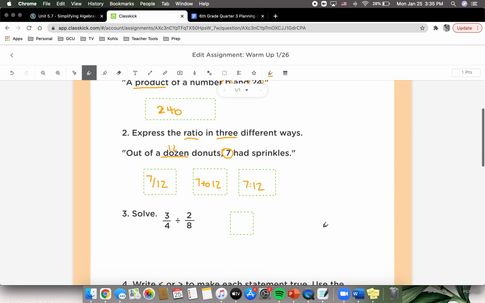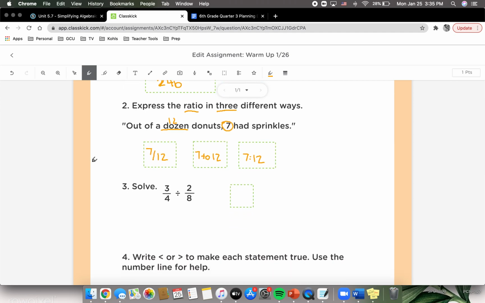Looking at number 3, it says solve. We have 3 over 4 divided by 2 over 8. We are dividing, so we got to use the term KCF, which means keep, change, flip. So we're going to keep our first fraction, which is 3 over 4. We are going to change our operation from division to multiplication. And then we got to flip our last fraction. So instead of 2 over 8, we now have 8 over 2.